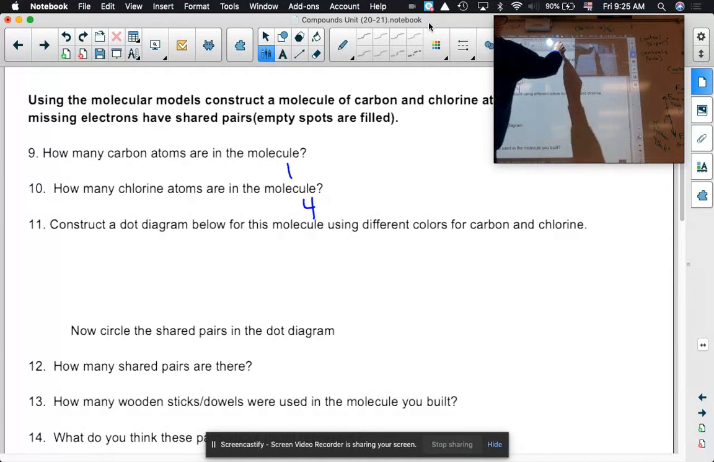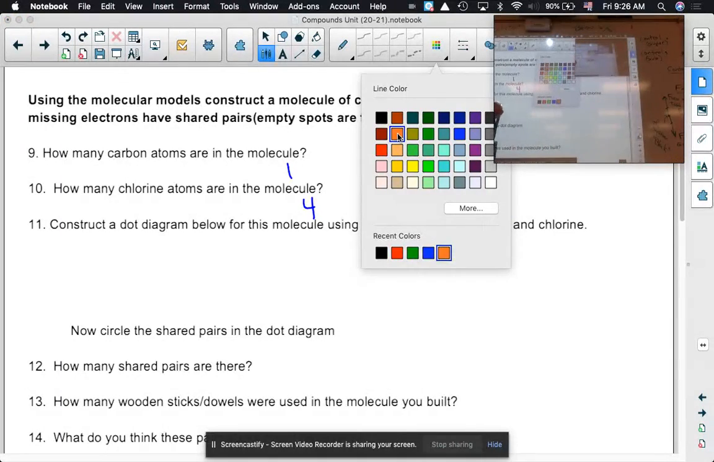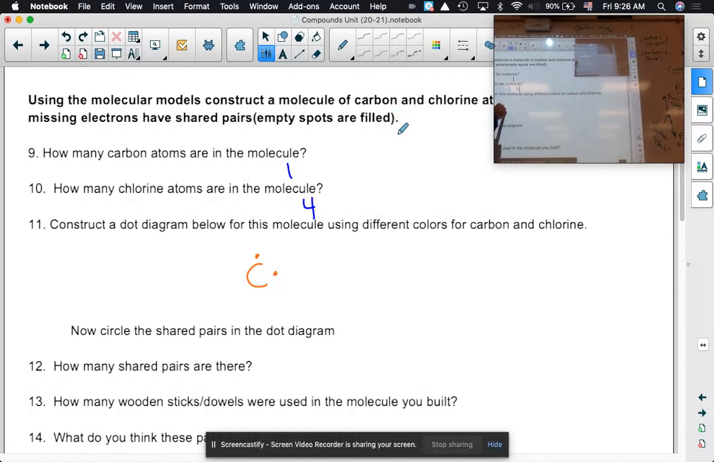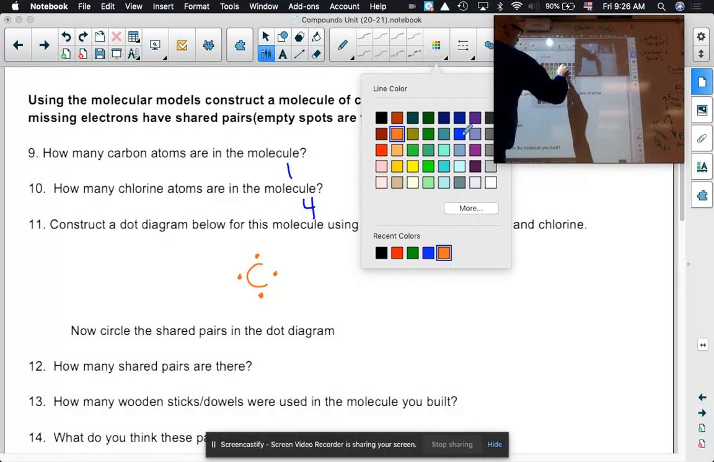Here's the deal. Let's go orange first for carbon. So carbon has, again, the 1 and the 2 and the 3 and the 4. Now, for a chlorine atom to be around the carbon, you have a chlorine here.